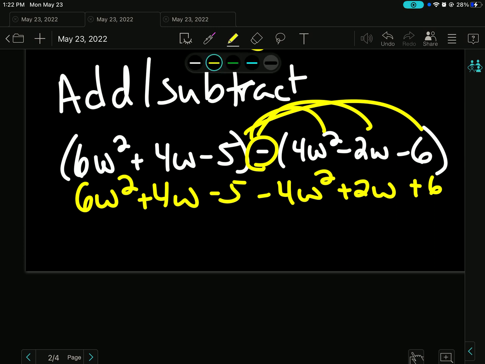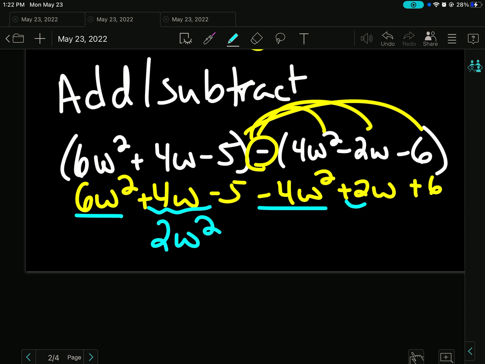And then remember, we can only combine like terms. So w squareds go with w squareds. So 6w squared minus 4w squared is 2w squared. 4w plus 2w is 6w. And then we'll have negative 5 plus 6, which would be a positive 1.